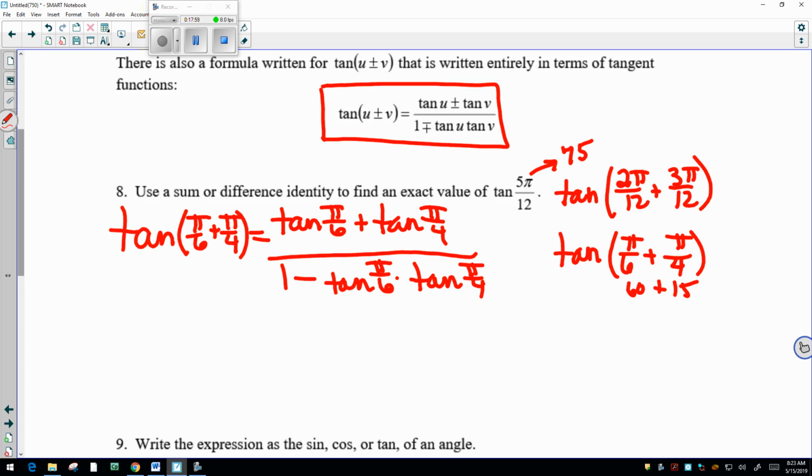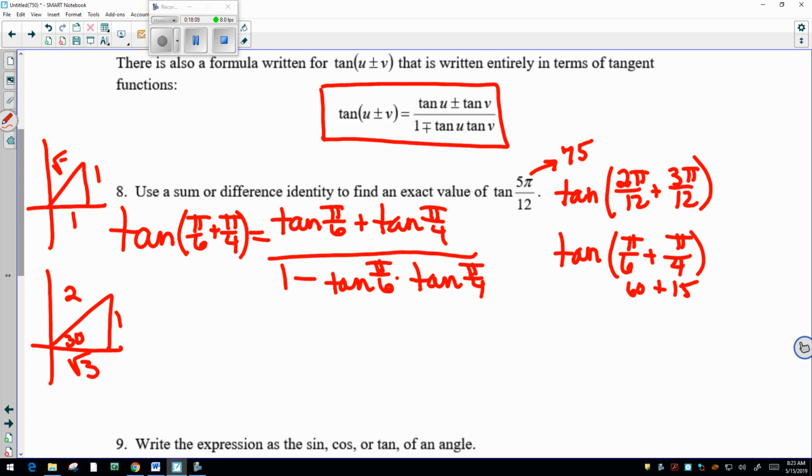Okay. Pi over 6, that's our 30-degree triangle. And pi over 4, that's our 45-degree. Okay, so tangent of pi over 6, that's going to get us 1 over radical 3, plus tangent of pi over 4, that's 1. And divide that by 1 minus 1 over radical 3 times 1. Okay, so we have to simplify.